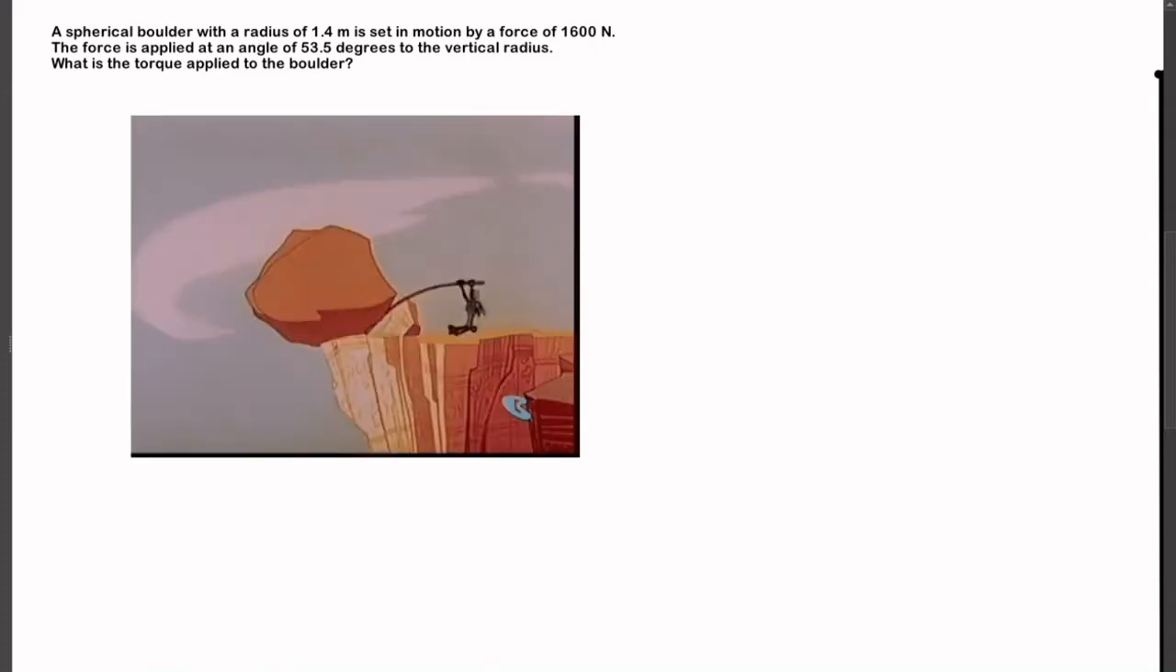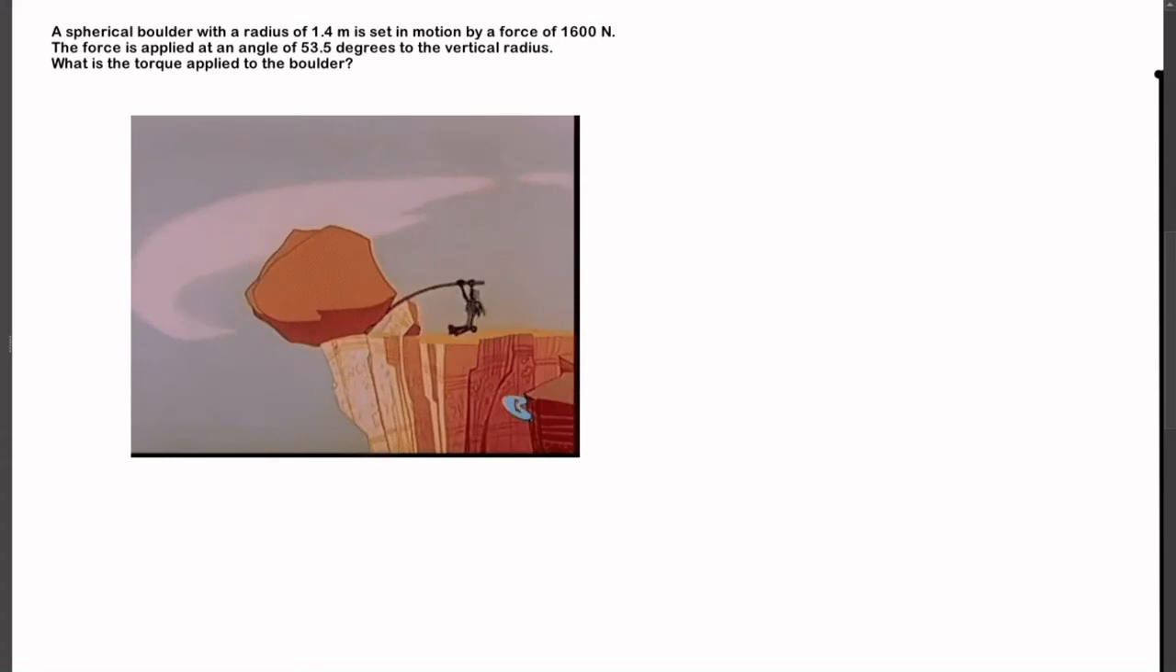All right, guys, so this is going to be our last torque problem for a little bit, at least until we start talking about simple machines. But this problem I always get a kick out of. It's a spherical boulder that's being set in motion. It sounds like something definitely Wile E. Coyote, right? Like trying to set something in motion by rolling a boulder down.